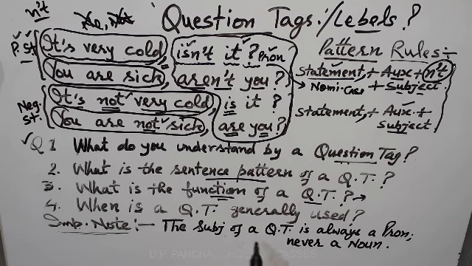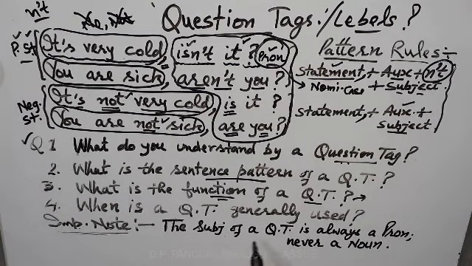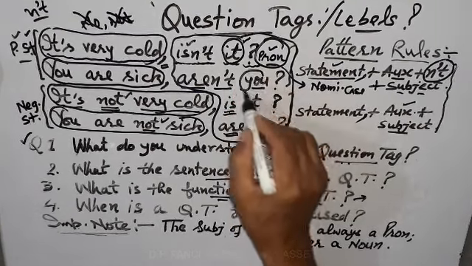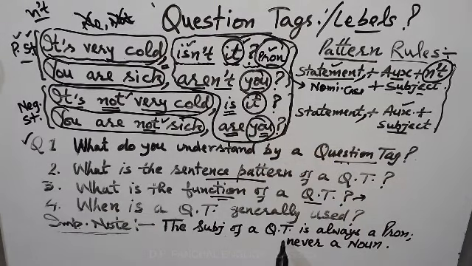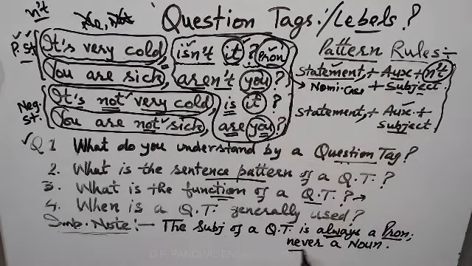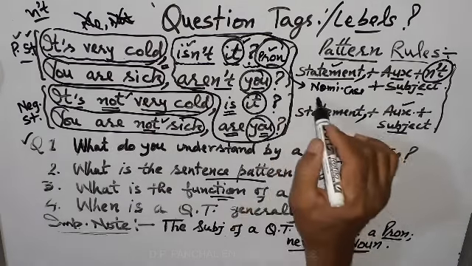Okay. Now what is the important note here? The subject of a question tag is always a pronoun. I have already mentioned this thing. The subject of a question tag is always a pronoun, never a noun. The pronoun is also in the nominative case.